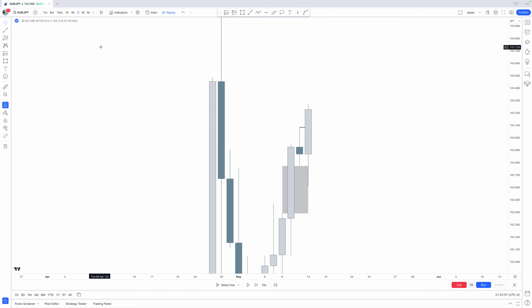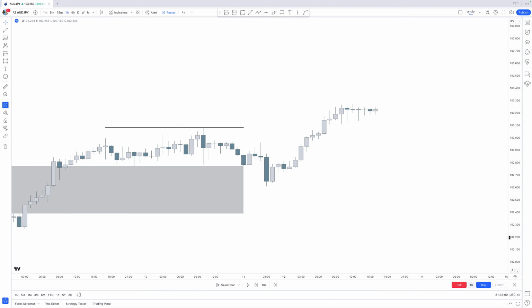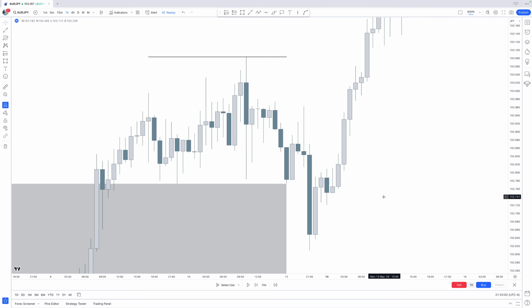Where on the daily right here, I would go into the 1 hour right there to confirm the sharp turn, because those time frames are closer to one another. So I can indeed use the sharp turn to my advantage, because again, I don't need a lot of confirmation.